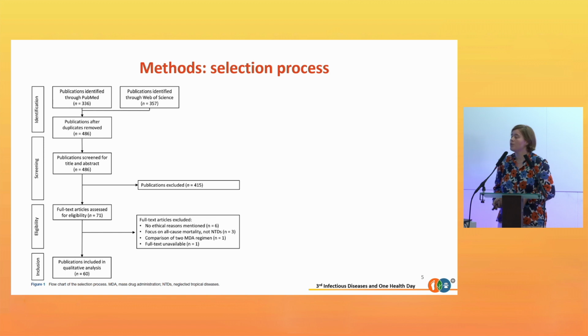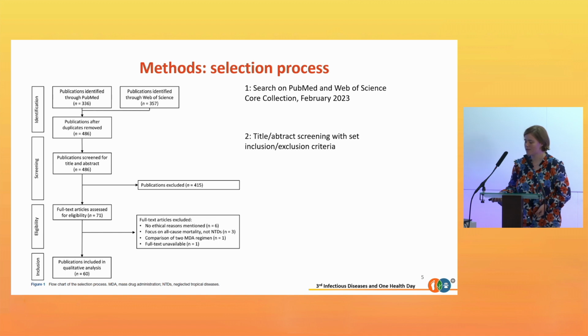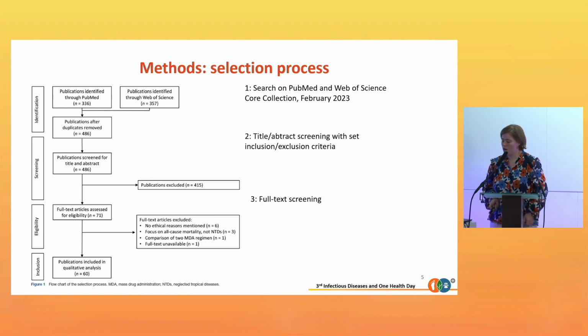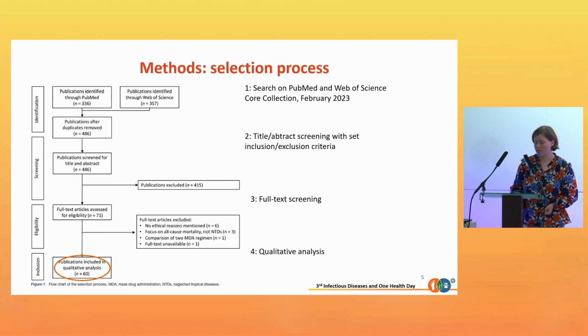So for the methods, we used the normal systematic review process, very classical. Here's the PRISMA diagram. So we did a search on PubMed and Web of Science, title abstract screening, full text screening then, and then we did qualitative analysis of the 60 included full texts.